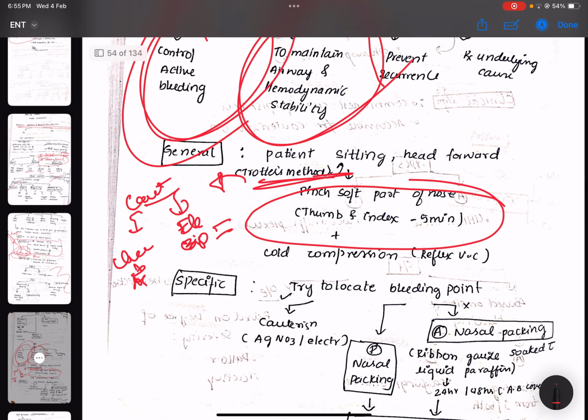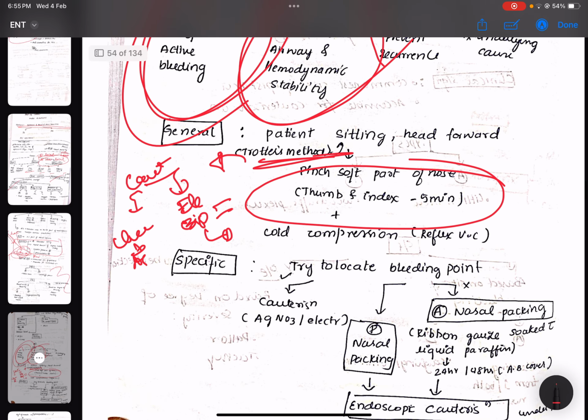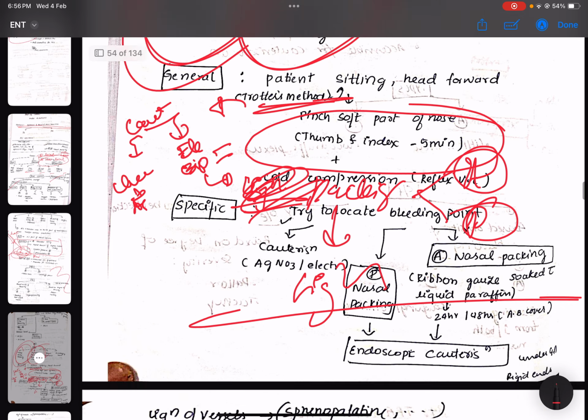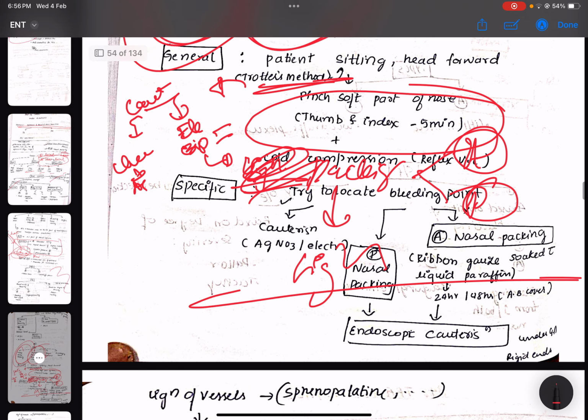Then if it's not being controlled even by this, then what do you go with? Obviously, you go with ligation of the arteries which are present. After this you go with packing. Again you might have anterior nose packing or posterior nose packing. Then again, if this is not working, then what we do is ligation. Okay, so this is the broader concept.